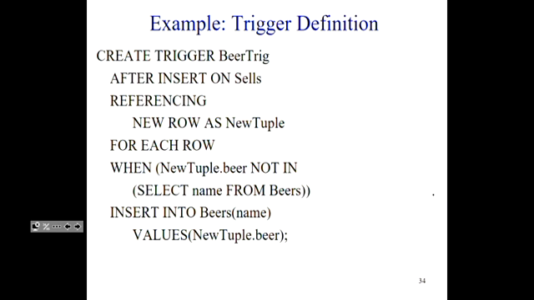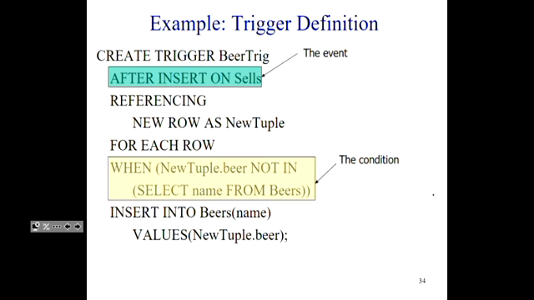The first part is the event, which is, in this case, after an insert on Sells, right? So once again, what we want to do is, after an insert on Sells, insert the same thing into Beers with manufacturer equals null. That's what we want to do. So this is the event, and then what would the check condition be? The check condition is, if the tuple that you've added is not in the list of tuples in Beers, then you need to add a tuple to Beers. So that is the condition.